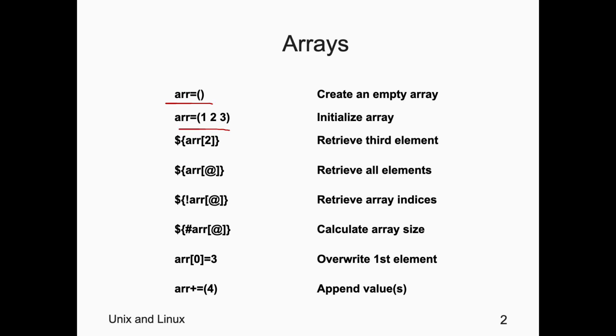Notice we don't need commas like we might need in Python. If we want to retrieve the third element, we can use this syntax, and again, remember that since arrays are 0 indexed, we have a 2 here instead of a 3. To get all of the elements in an array, we can use this syntax here, and in general, you can see the rest of the syntax for arrays.